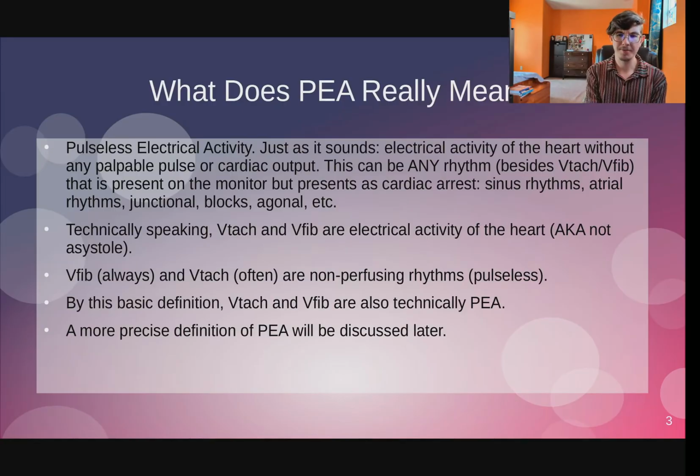Now, going off this more basic definition, technically speaking, VTach and VFib, let's think about this. They are electrical activity of the heart, right? As in, it's not asystole. And VFib all the time, and VTach a lot of the times, are non-perfusing rhythms, meaning the patient is pulseless. So going by this basic definition, VTach and VFib are technically PEA. They're pulseless electrical activity, right? Now, once again, a more precise definition of PEA will be discussed later, but just think about this for a second.